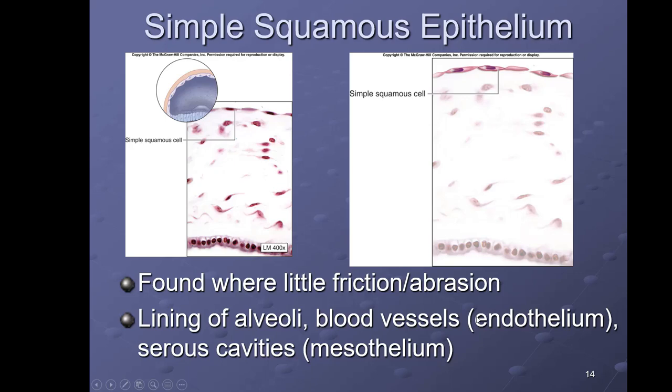Blood vessels, the inner lining, I should say, of blood vessels, which is called the endothelium, that is simple squamous. And then serous cavities that we've discussed, the serous membranes, that's simple squamous epithelium, and it's called the mesothelium. So this is supposed to be an air sac in the lungs, and you see one layer of flat cells. So we will discuss this in one of the lab videos. We'll see some more microscope slides of all of these.